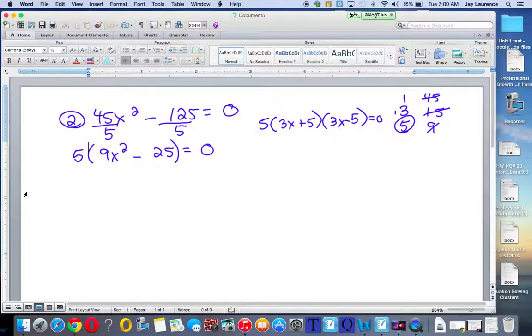So I'm going to go the ABC method because the ABC method works. All right. So A is going to be 9. B is 0 because there is no x term. Right. And C is negative 25. Now if I multiply 9 times 25, I think I get 225, right?